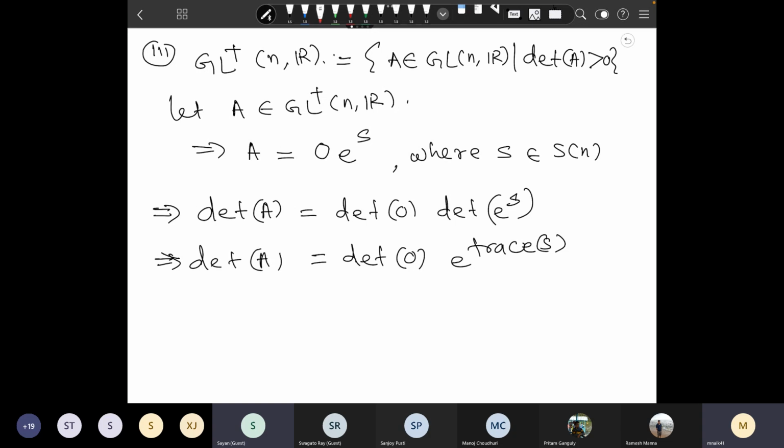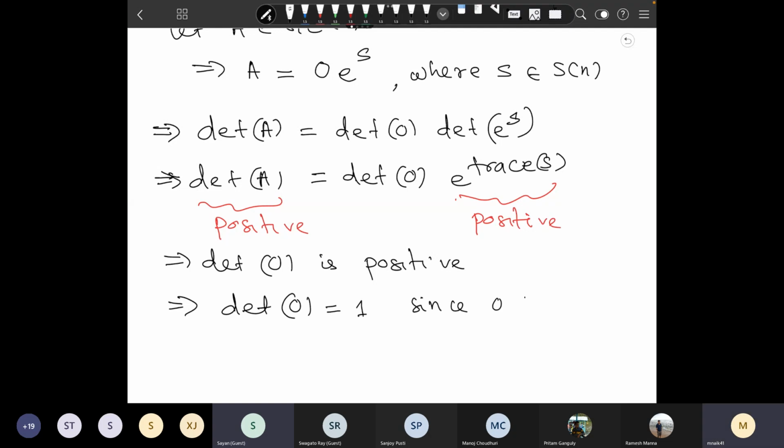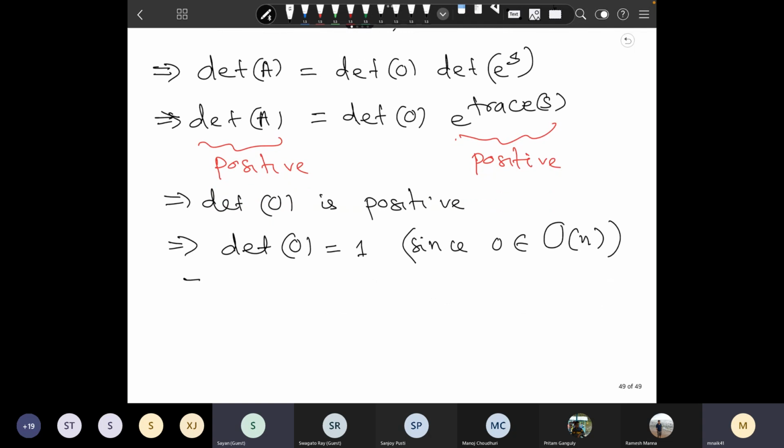Now look at this carefully. This is positive, because this is a real matrix, and the trace of S is a real number, so e to the power trace of S is positive. So this will imply the determinant of O is positive. But O is an orthogonal matrix, so that implies the determinant of O is equal to 1. Now, this implies O belongs to SO(n).